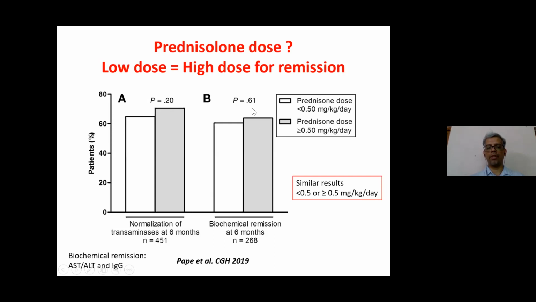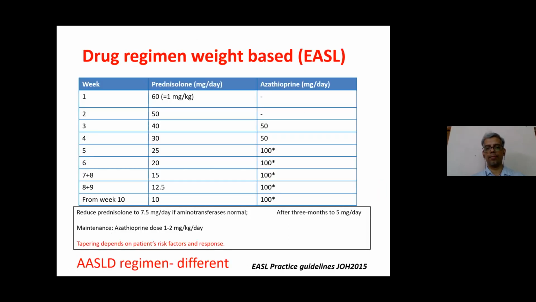The second important thing which this study tells us is that the rate of remission was the same in both the groups, which received less than 0.5 and more than 0.5 milligram per kg per day of prednisolone. So this suggests low dose may be equal to high dose for remission.